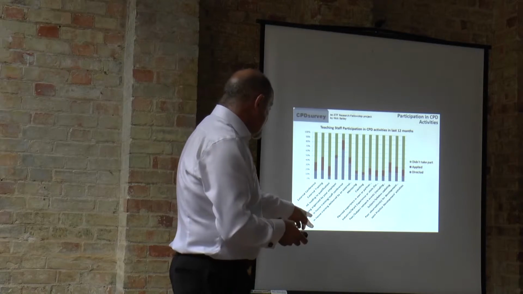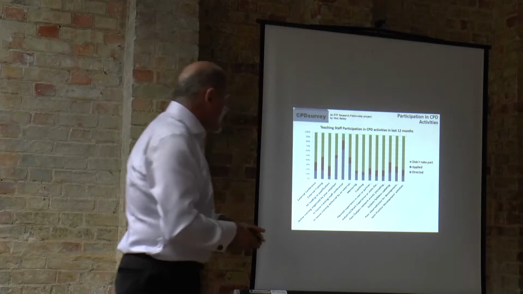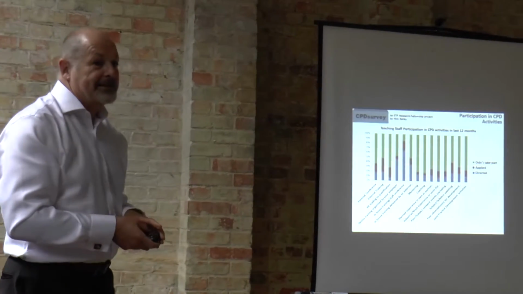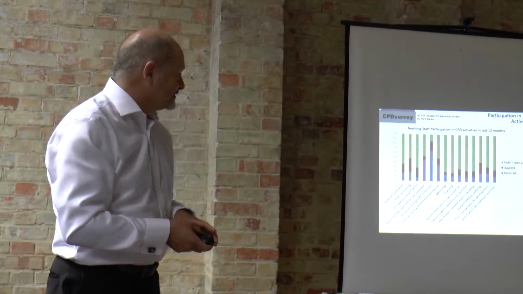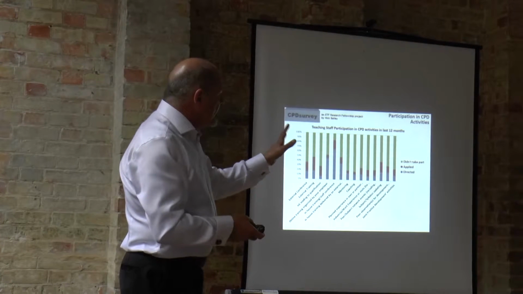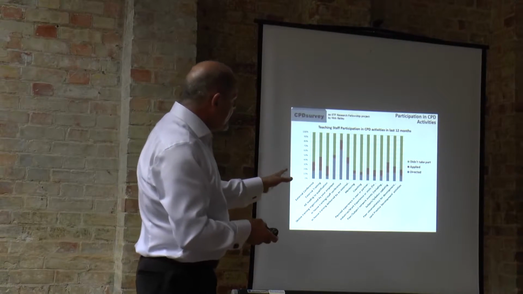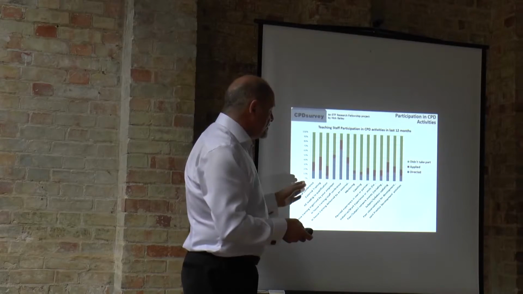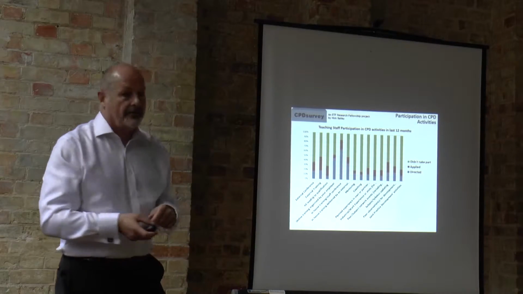The staff conference, obviously very high again. Very few people managed to avoid that. So, an interesting picture. That's the teaching staff, and you'll notice that for teaching staff, as the previous graph showed, the majority of it is directed.